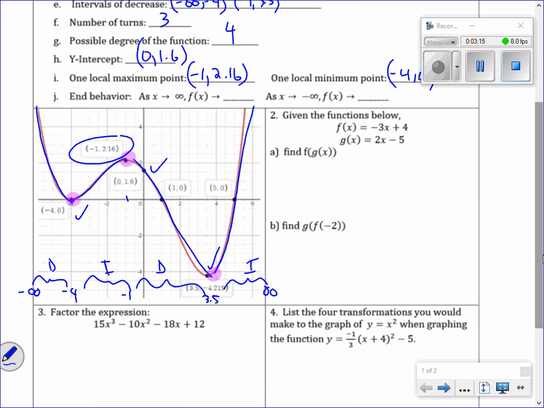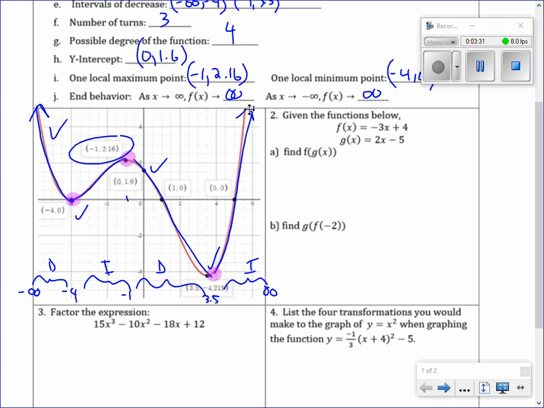So end behavior. Well, both ends of this graph are going up. The right side over here is going up to infinity, and the left side over here is going up to infinity. So both of those things are positive infinity. All right, number 2. So number 2, we're going back to some old problems here.